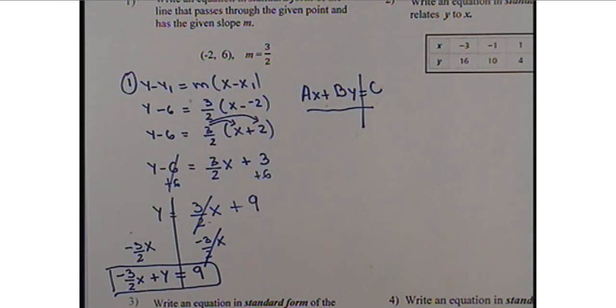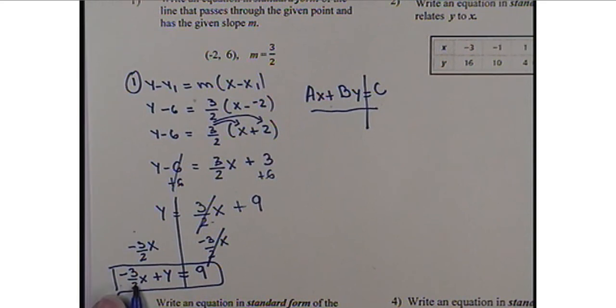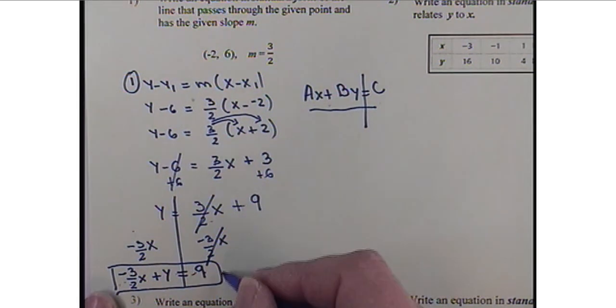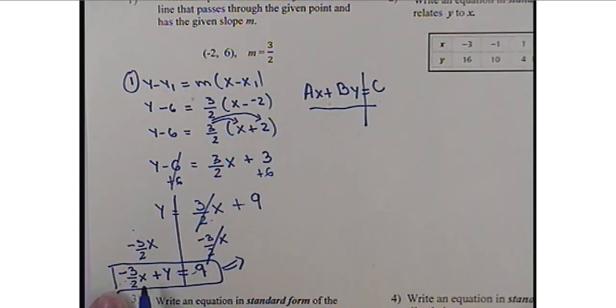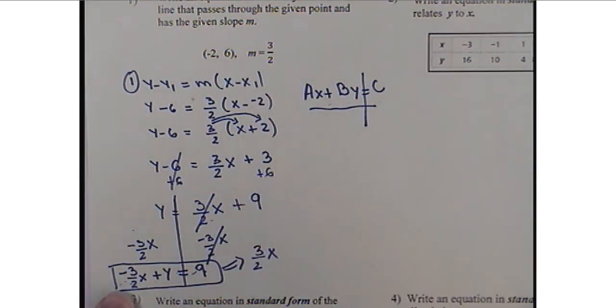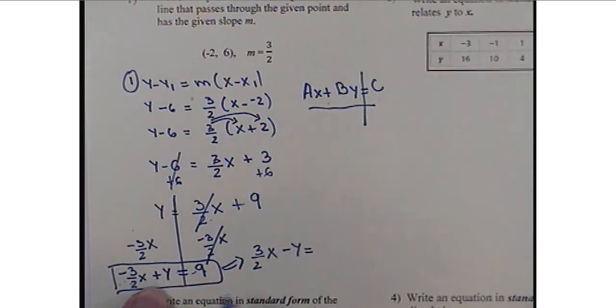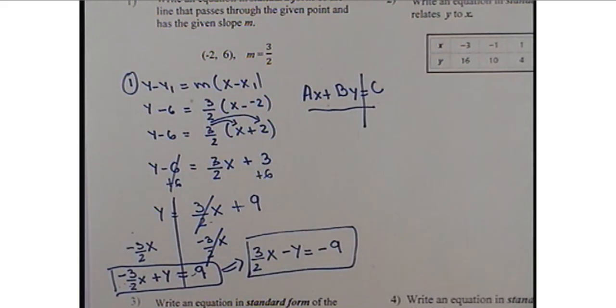And remember, we said we want to make sure that this number is a positive number. So in order to make this positive, you just need to change the sign in front of each one of those terms. So a better format for writing standard form is, if we change this to positive 3 over 2x, then every other term changes as well. So this will become negative y equals, and this will become negative 9. And that will be your final answer for this problem.